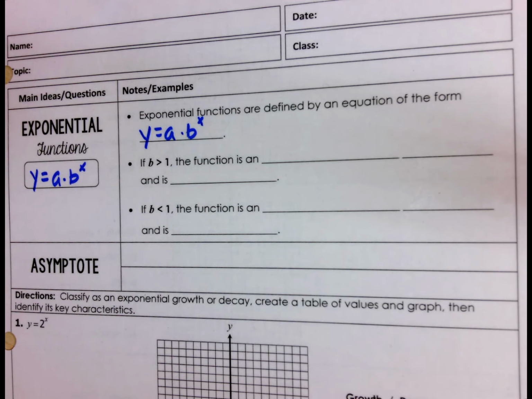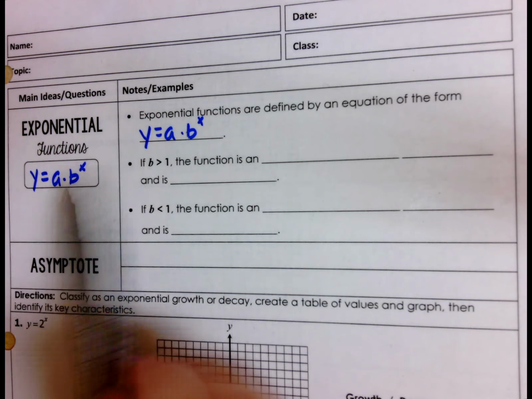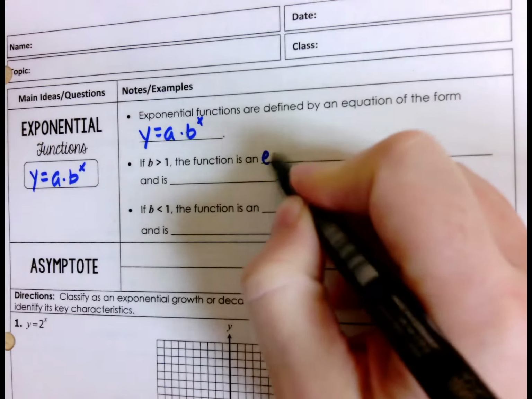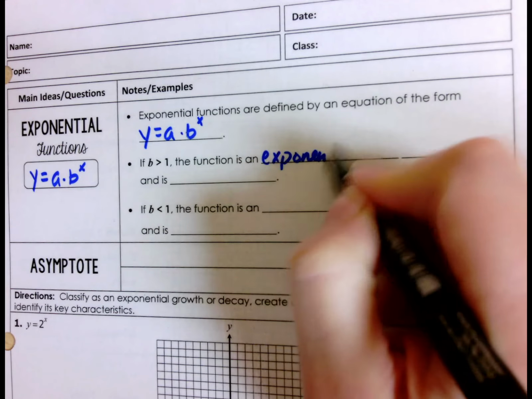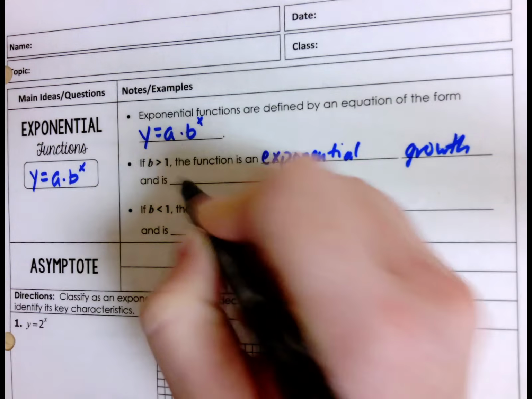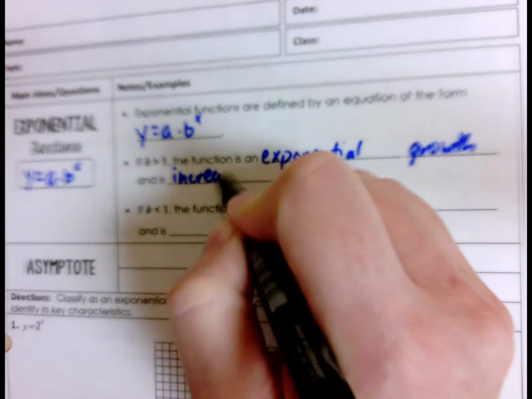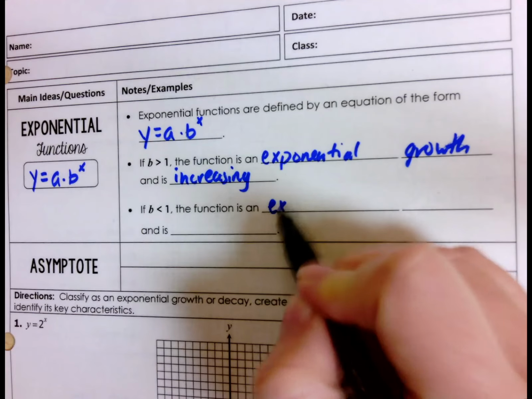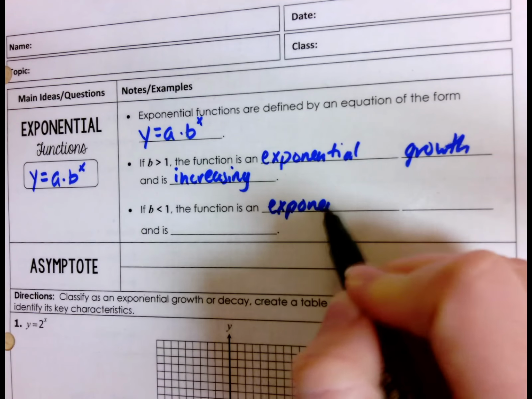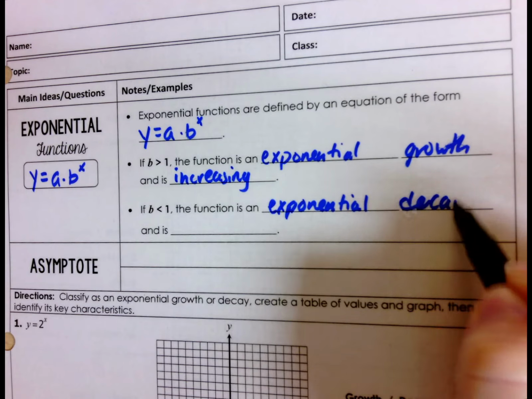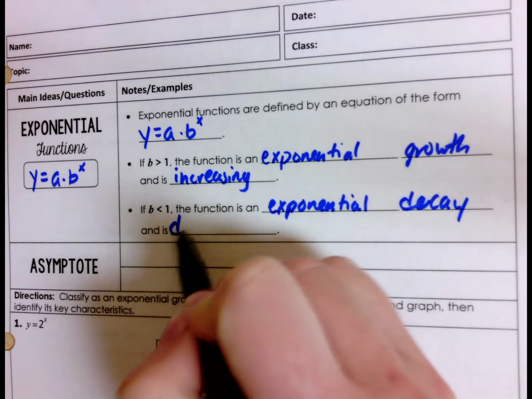So if b, this value right here, is greater than 1, then the function is exponential growth, and it is increasing. If it's less than 1, then it is exponential decay, and it is decreasing.